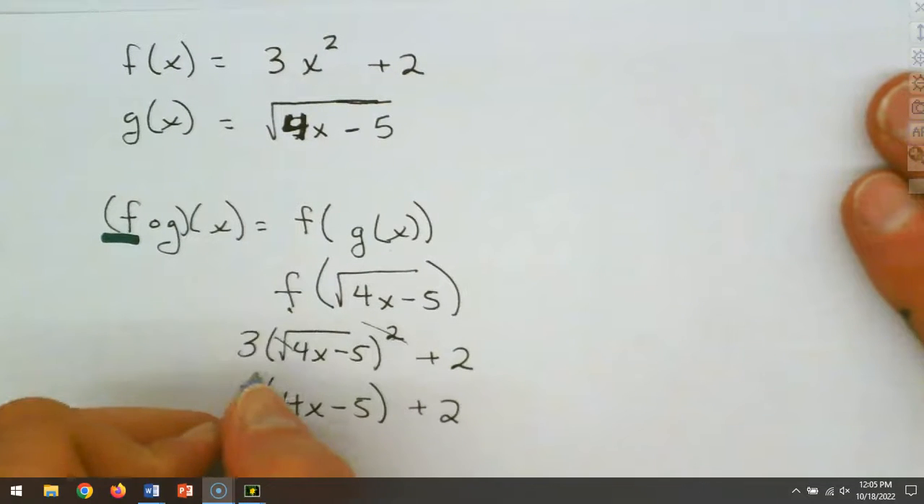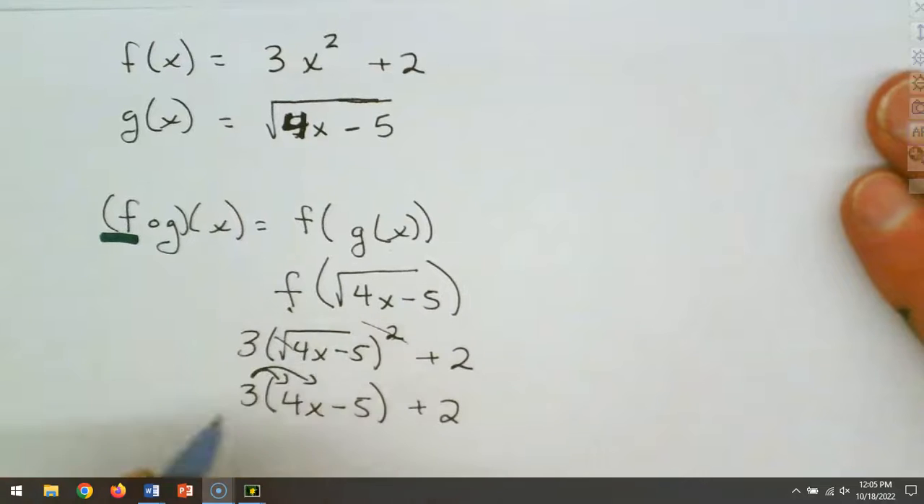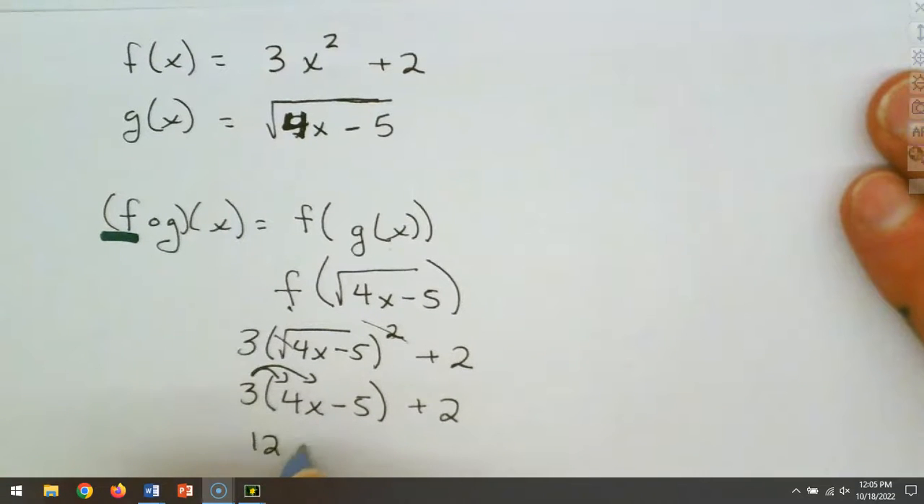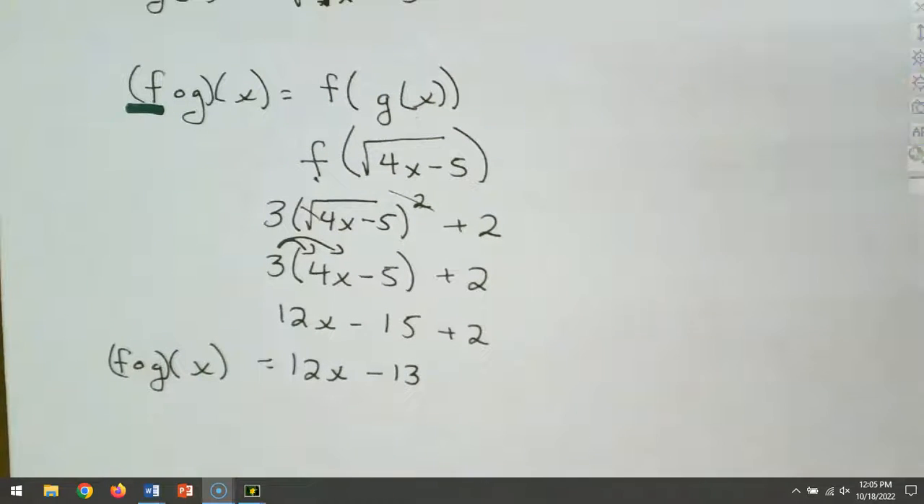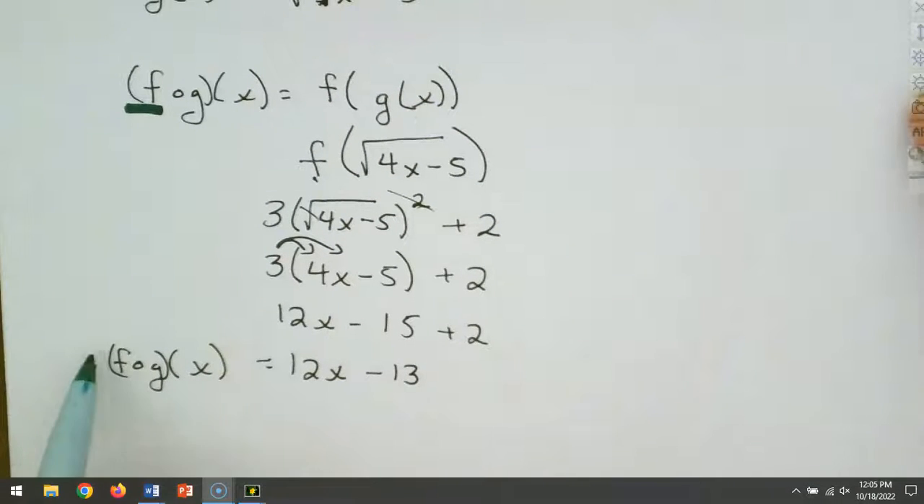Now we can finish it. So distribute the 3 through. And that is then 12x minus 15 plus 2. So that makes it 12x minus 13. And what is that? F composed with g of x. And that is your final answer on that.